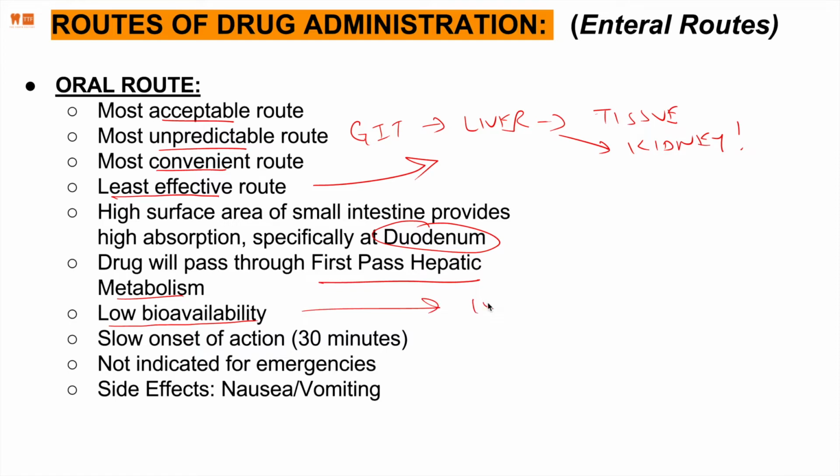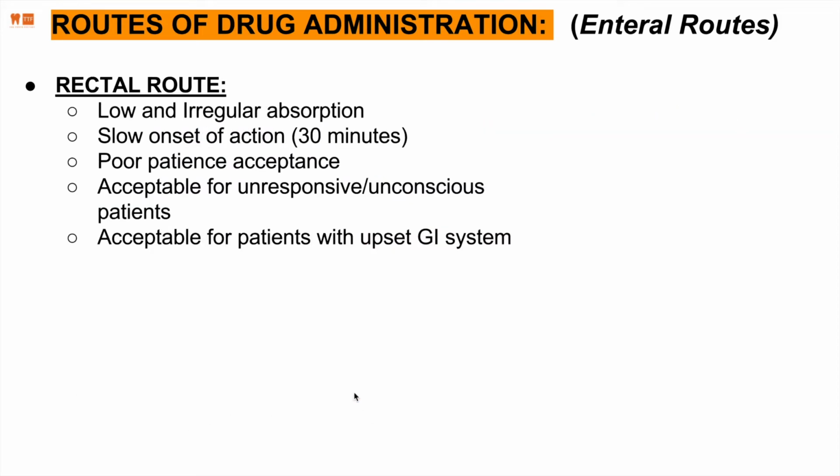Basically, when 100% of the drug is introduced into the mouth via the oral route, only about 15% of it gets into the blood. The rest is used or wasted, and therefore it has a slow onset of action. It takes about 30 minutes. It's actually the longest amongst all the other routes. It's not indicated for emergencies for the same reason. Side effects are nausea and vomiting. Rectal route, it's low and irregular absorption.